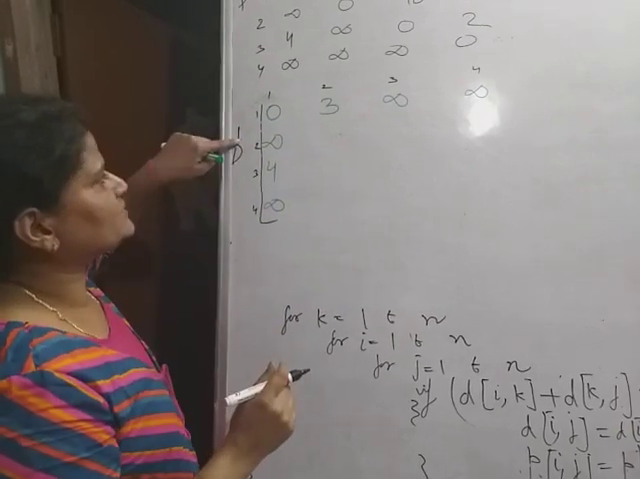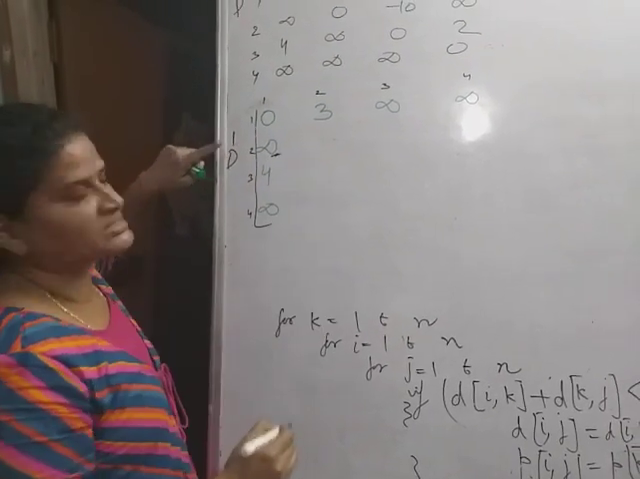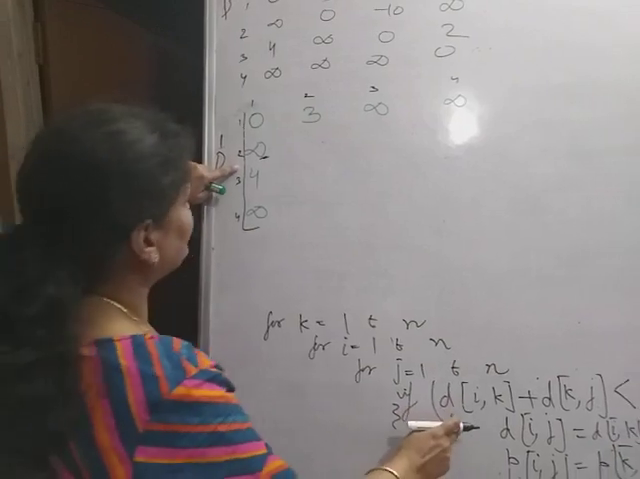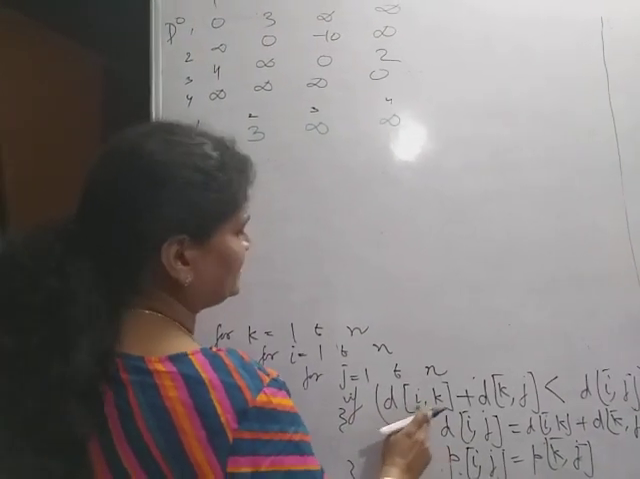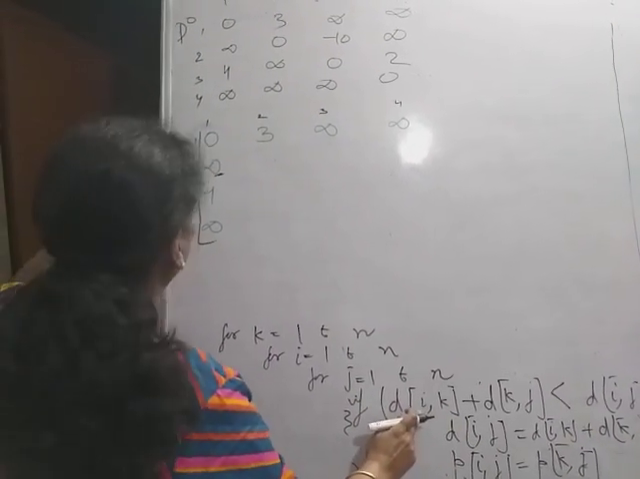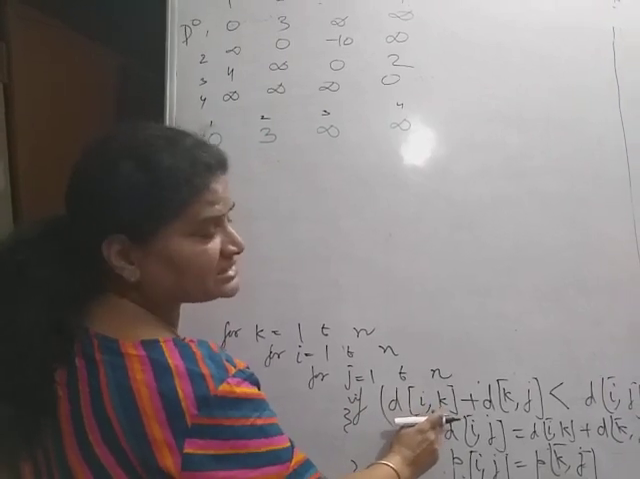D1. So first we get 2, 1. 2, 1 is this one. So this is infinite. So simply see what it is saying, that I, K. So I is here what? 2. K is what? 2, 1. So 2, 1 is infinite.